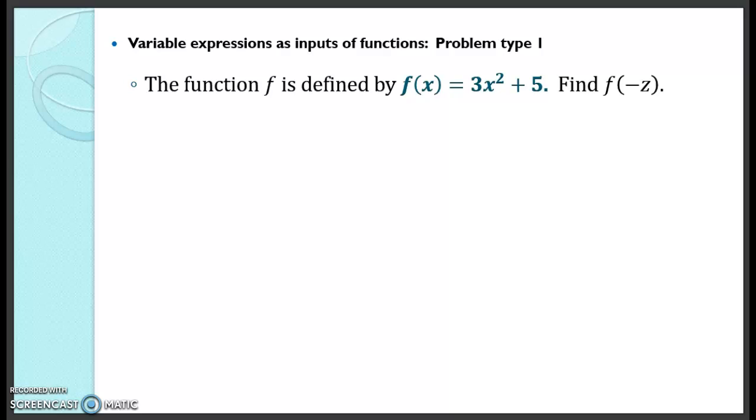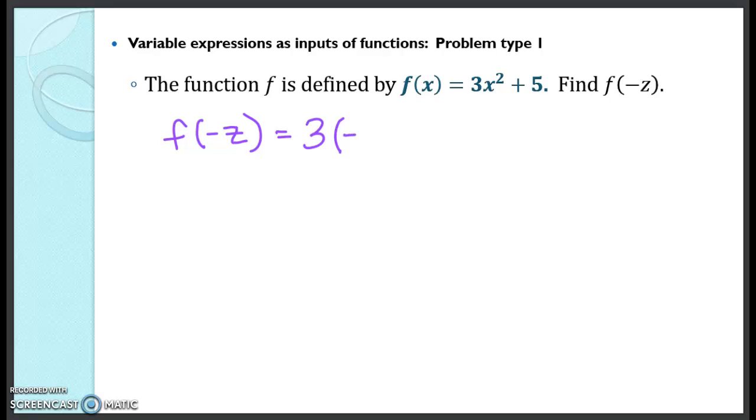Everybody. This video is going to talk about variable expressions as inputs of functions, problem type 1. This is very similar to evaluating functions at a certain point, but now instead of a number that we plug in for x, we're going to plug in a variable. So this first one would be f of negative z. Wherever we have an x in this function, we're going to plug in negative z instead.